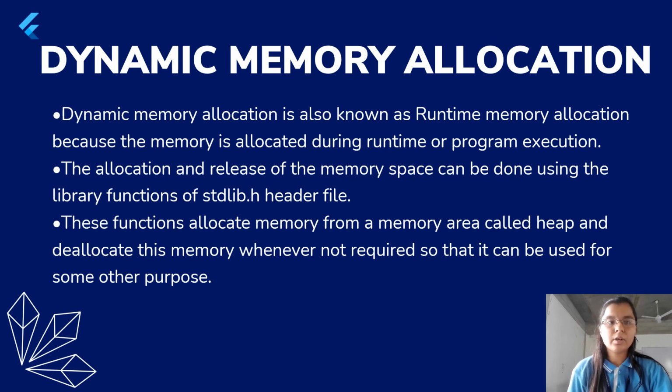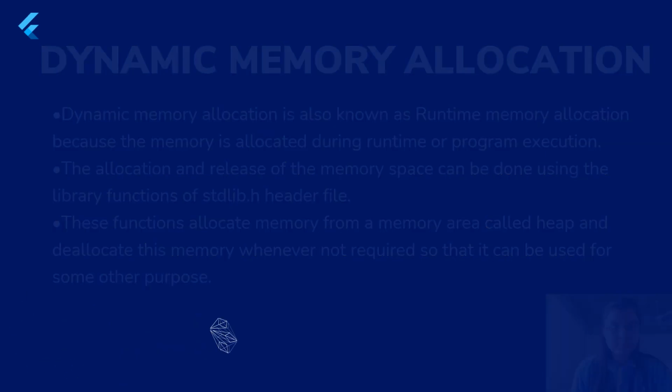Dynamic memory allocation. Dynamic memory allocation is also known as runtime memory allocation because the memory is allocated during the runtime of the programs. There are basically two types of memory. First one is stack memory and the second one is heap memory. In dynamic memory allocation, memory is stored in a heap, which allows us to deallocate the memory whenever it is not required so that it can be used for other purposes.